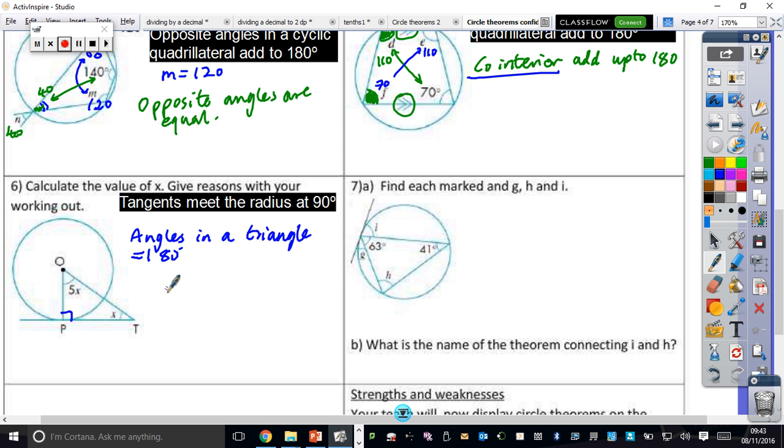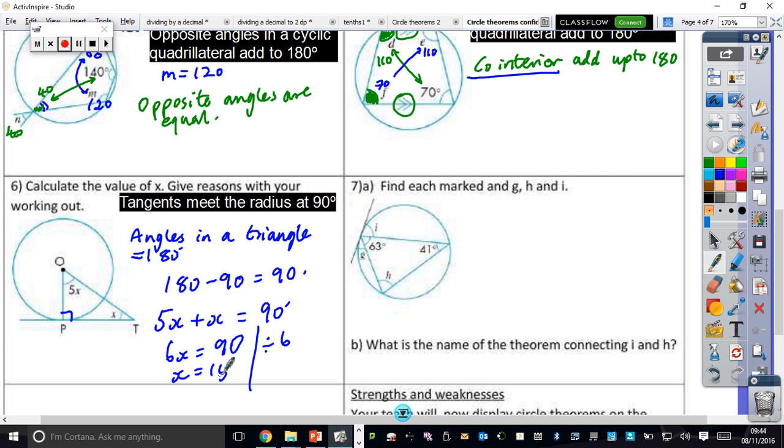So we've got 180, take away 90 so far, which leaves us 90 degrees. We've got 5x there, and another x there, and they add together to make that 90 degrees up to the left. So 6x equals 90, and we're going to divide by 6 to get rid of that 6. So x equals 15 degrees. That's 15 there. Okay. This is 5x. This is actually 5 lots of 15. Do it quickly. 5 times 10 is 50. 5 times 5 is 25. That is 75.